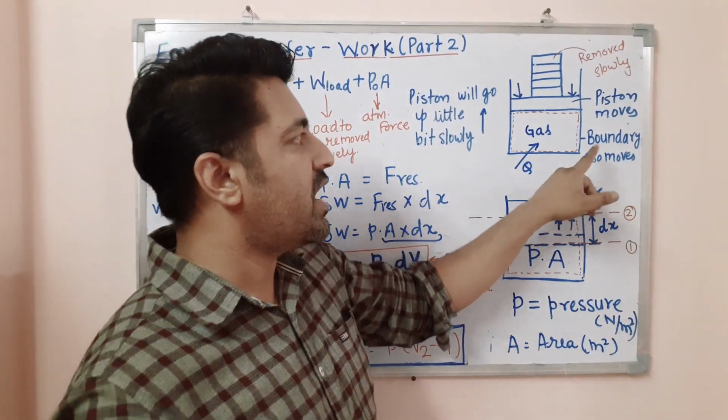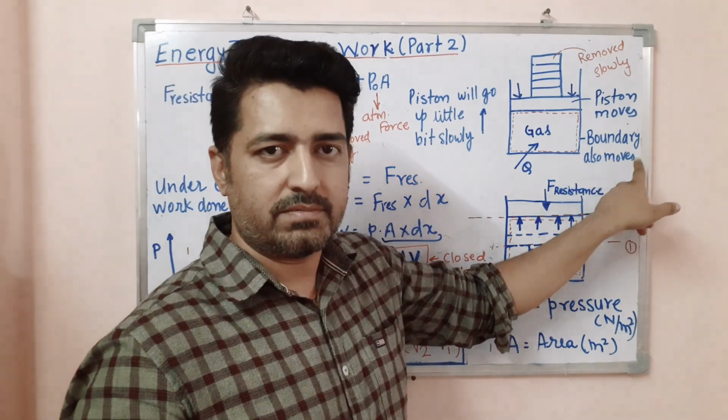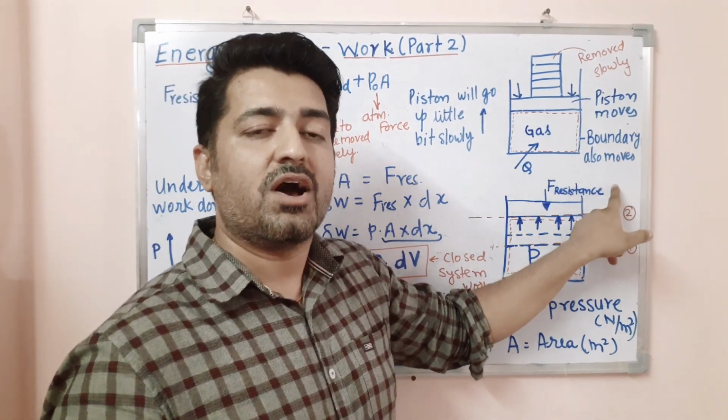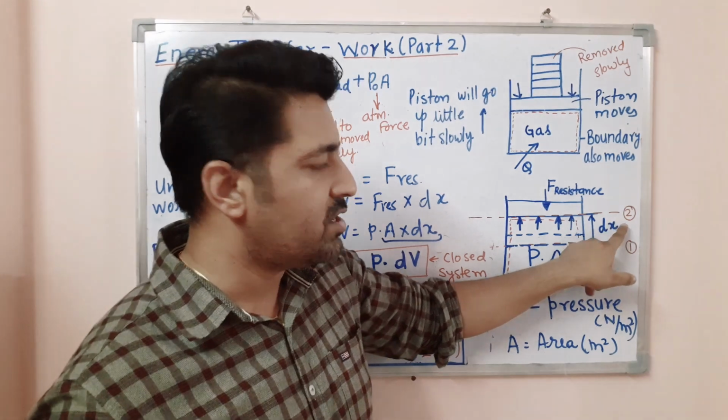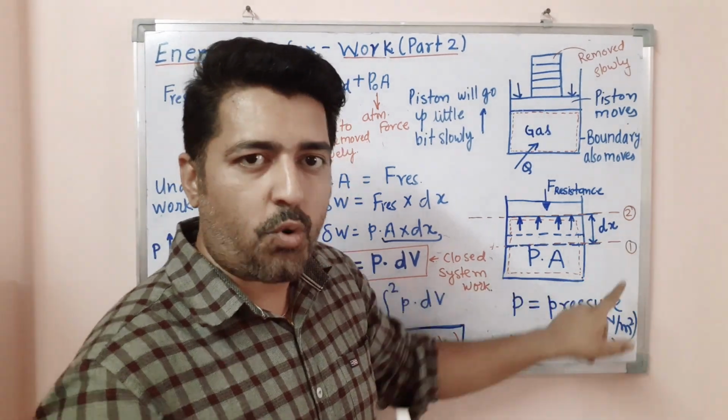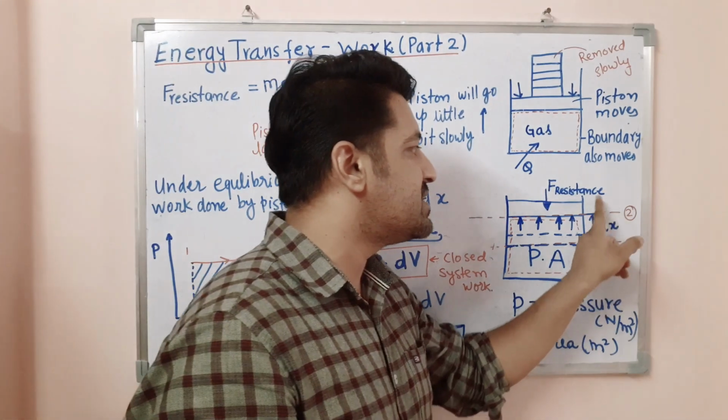As the piston moves, our boundary will also move. Piston will move, boundary will also move. And we reach point number 2 from point number 1. So what is my displacement? My displacement is dx.